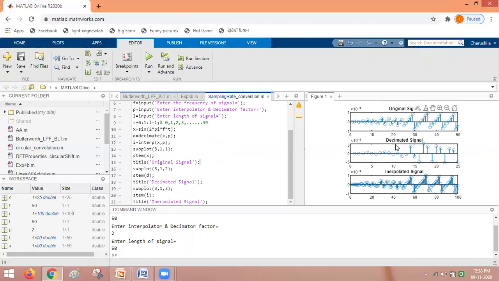Then the decimation factor is entered as 2. That means after decimation, I should get half of the samples. So here we can see the samples in the decimated signal are 25. As well as in the interpolated signal, the number of samples are doubled compared with the original signal. That is, 50 number of samples are converted to 100 number of samples. You can see the shape of the original signal and the interpolated signal is matching, with the increased number of samples. So that is the concept of decimation and interpolation, which is nothing but the sampling rate conversion.